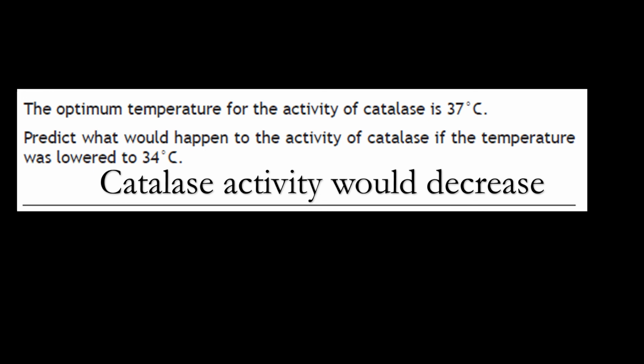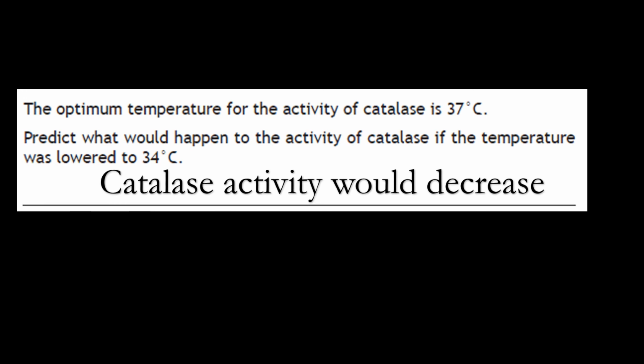If this question had said, predict what would happen to the activity of catalase if the temperature was increased above 37 degrees Celsius, again you would want to put catalase activity would decrease, but this time instead of because there were fewer collisions, it would be because the enzymes started to denature.